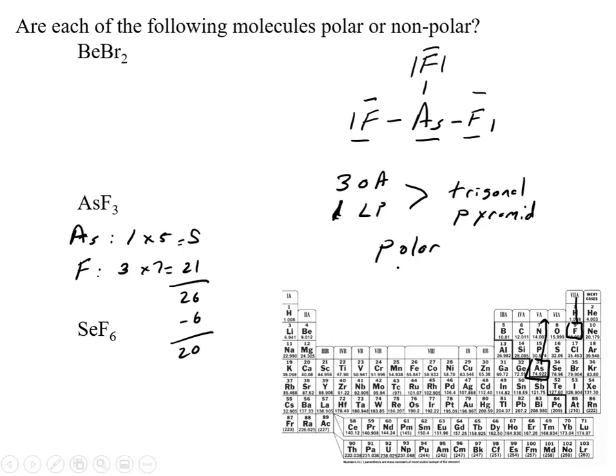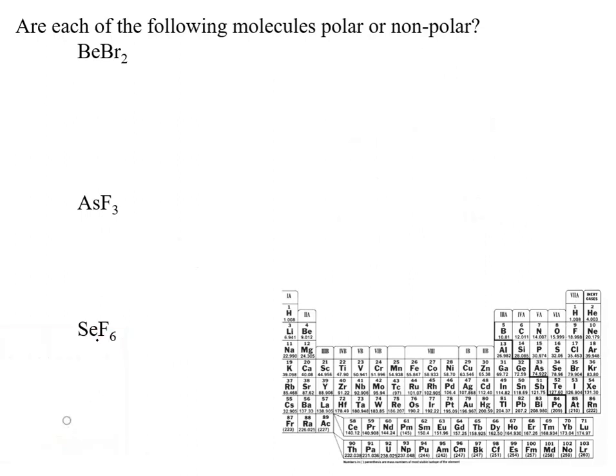Again, I suggest stop pausing the video and trying to do the next one on your own, and then come back for the answer. Okay. For selenium hexafluoride, here's selenium, and selenium is in group 6A. So I have selenium. There's 1 of them, times 6 gives me 6. I have fluoride. There's 6 of them. And again, fluoride is in group 7A, so times 7, and 7 times 6 is 42. So it gives me 48 total.